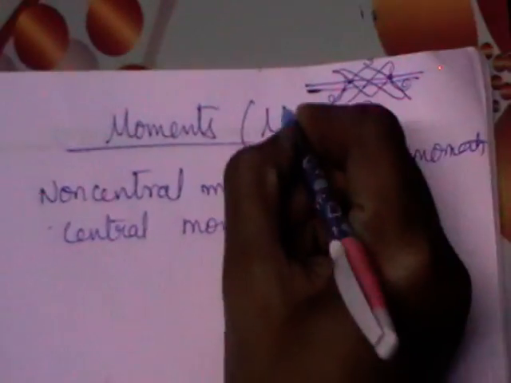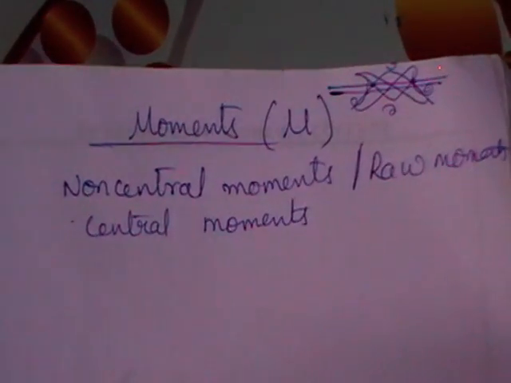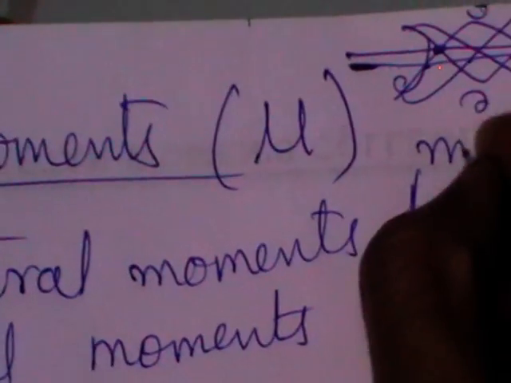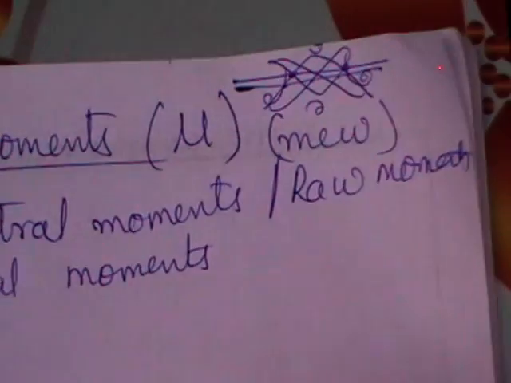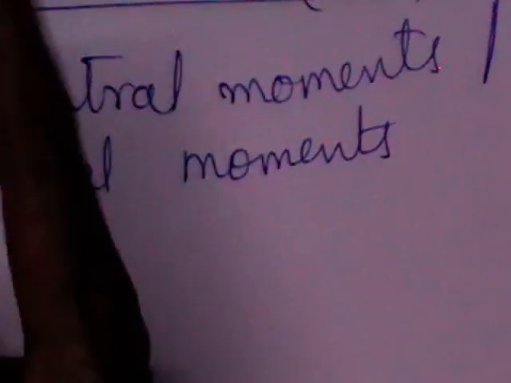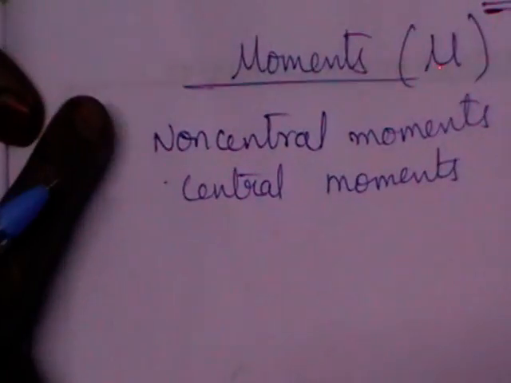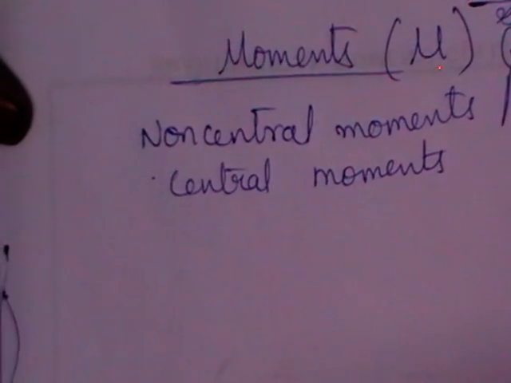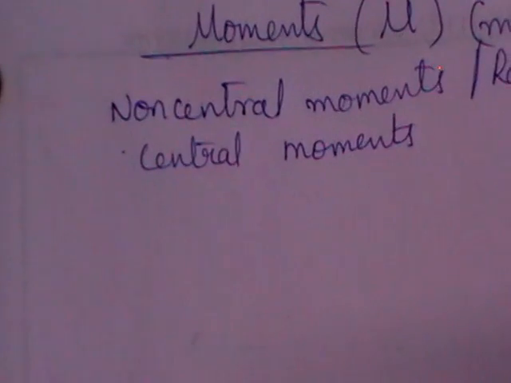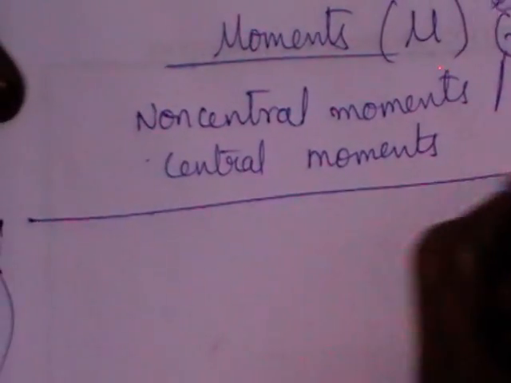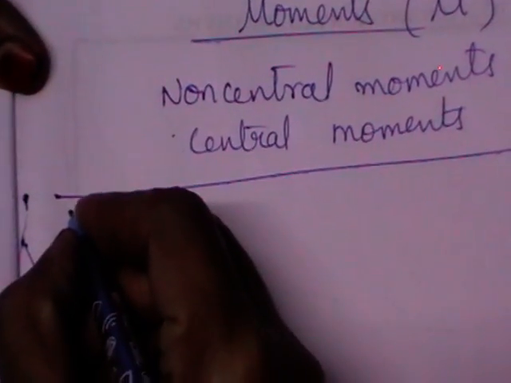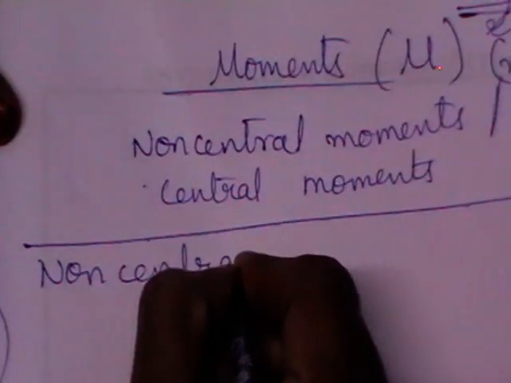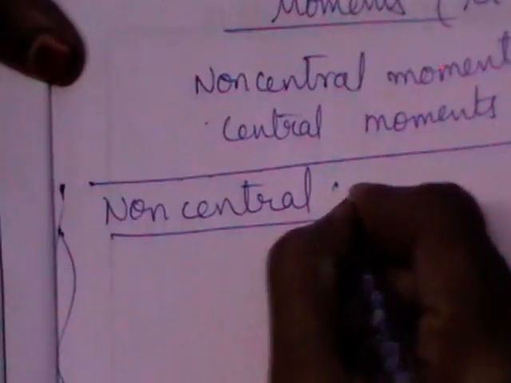Generally, we indicate moments with mu. Okay, this is the letter which we pronounce as mu. I think you already knew. We have two different symbols for non-central and central. Whether it is central moments or non-central moments, all those are deviations. Deviations are nothing but differences. So let us start with non-central moments.